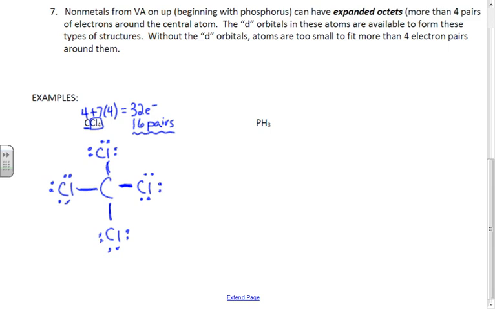So let's try this again. We've got phosphorus. When we look it up, it has 5 valence electrons. We have hydrogen. Hydrogen, we have 3 of them, and each hydrogen has 1 valence electron. So we're going to have a total of 8 valence electrons, or 8 electrons. We can just put the E. And if we divide that by 2, that means we're going to have 4 pairs on the page.